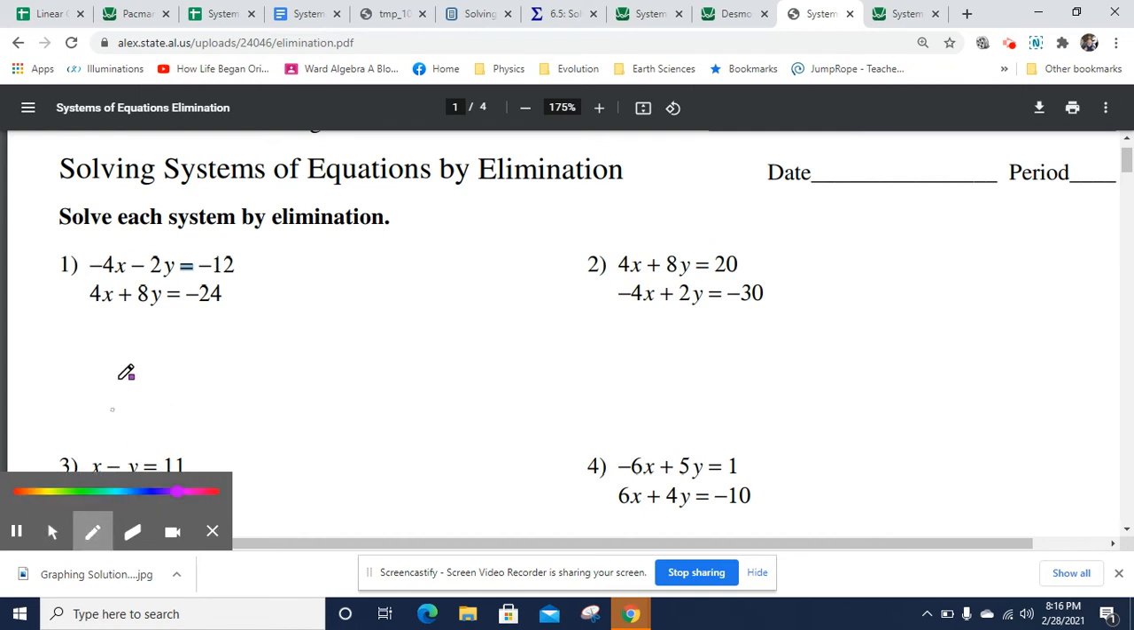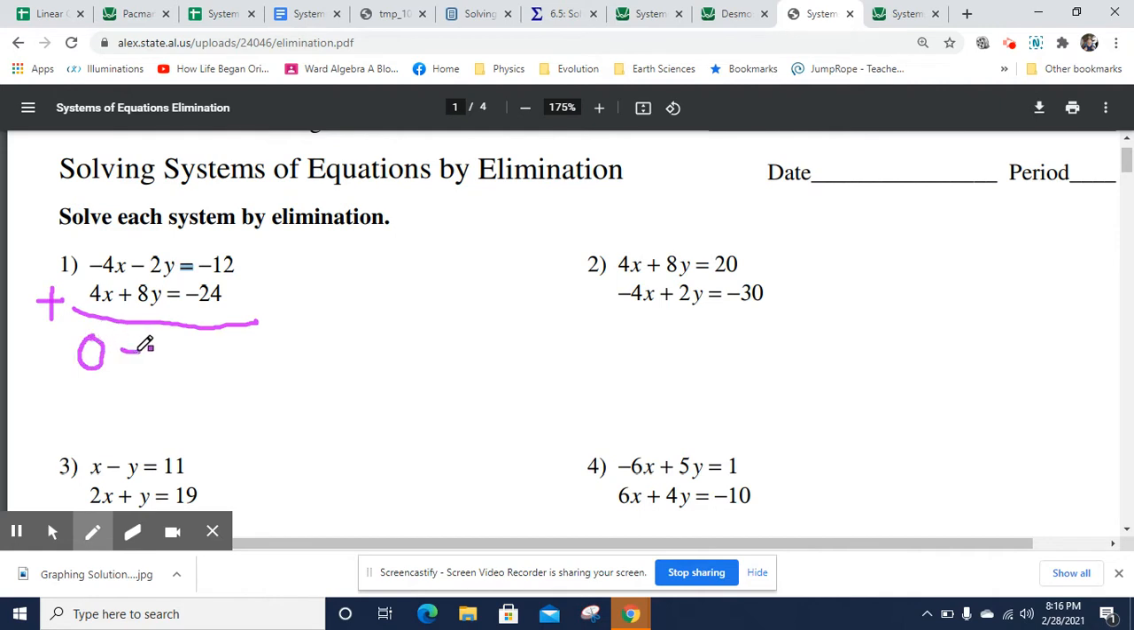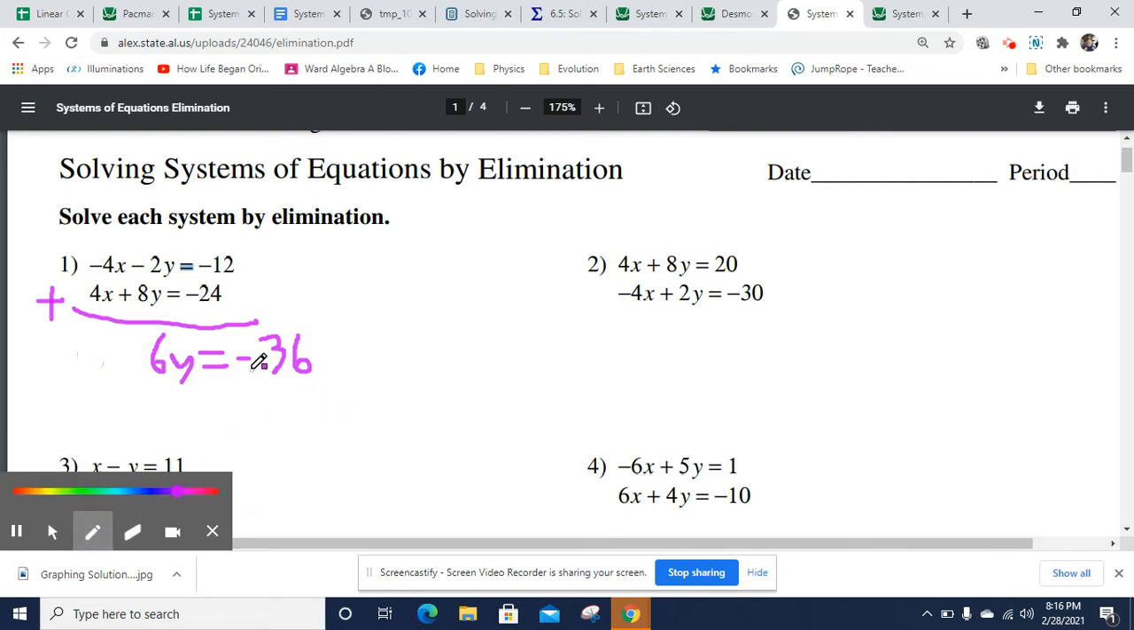So let's do this. We're going to add these two equations. When I add these two equations, negative 4x and positive 4x, those are opposites, so they're going to become just a big fat 0. And then I'll have negative 2y plus 8y, which is going to be 6y. And that's going to equal negative 12 plus negative 24, which is negative 36. I'm going to get my eraser because I didn't even need this plus 0 here anymore. So I'm just really left with 6y equals negative 36.